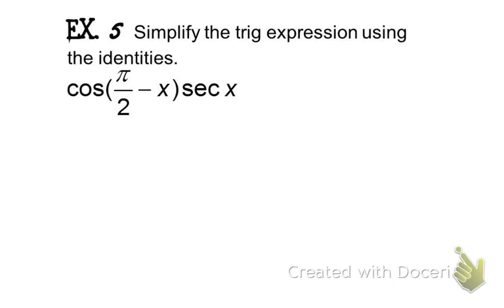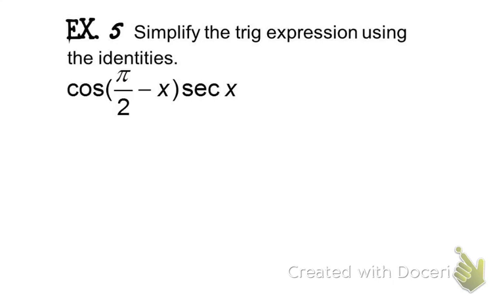Okay, last one says to simplify the trig expression again using the identities. So we've got cosine of pi over 2 minus x times secant x. A lot of people would think, oh, I need to distribute the cosine into the parentheses. This is not a distribution problem. This is cosine of, pi over 2 minus x is one angle. Okay, it's not 2 separate things.